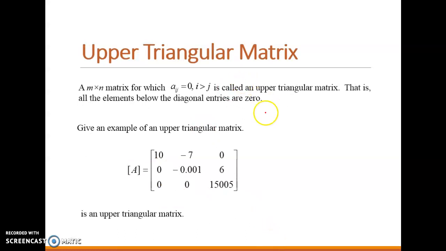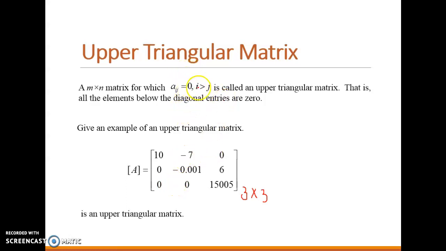Next is upper triangular matrix. So upper triangular matrix says all the elements below the main diagonal are 0. Triangular matrices are always square matrices. So first, you always have to remember that a triangular matrix is always a square matrix. So in this case, it is 3 by 3. That is, the number of rows is 3 and the number of columns is also 3. Right? So in this, all the elements below the main diagonal are 0. So this is upper triangular.